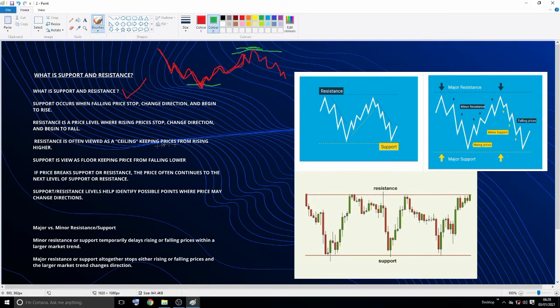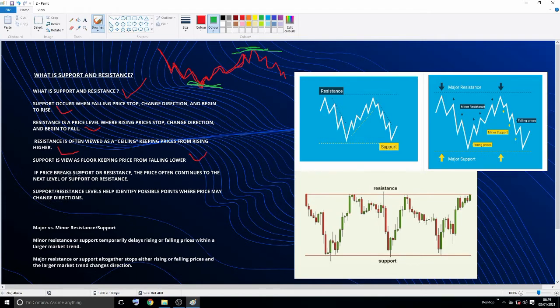Resistance is often viewed as a ceiling, keeping the price from rising higher. We all have ceilings in our homes, and the ceiling keeps everything from going higher. Everything that hits the ceiling must come down. Even if you throw a ball to the ceiling, it will come down, right? This is our ceiling. It's keeping the price from going above this green level here. Support is viewed as a floor, keeping the price from falling lower. So this support is the floor, because everything that is on the floor doesn't go lower than that. All right, so this is the idea behind support and resistance.